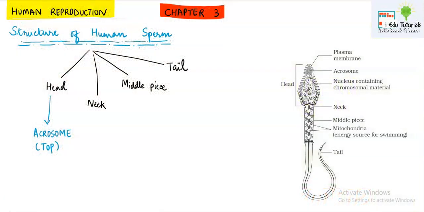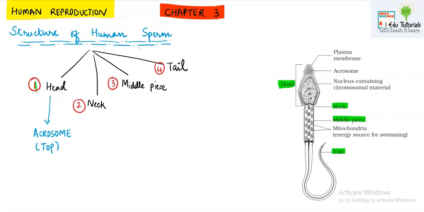Hello everyone. In this video we will study the structure of human sperm, which is a part of chapter number 3. Now if you talk about human sperm, it has four main parts. First is the head, then a very short neck, then the middle piece, and then comes the tail. So we will see the same structures here in the diagram on the right. This is the head, then comes a short neck, then a long middle piece, and of course the tail.